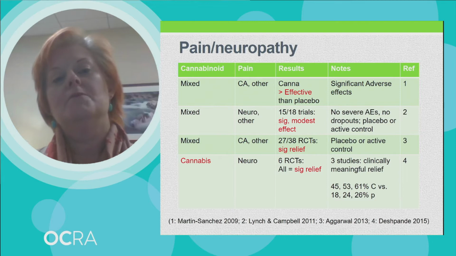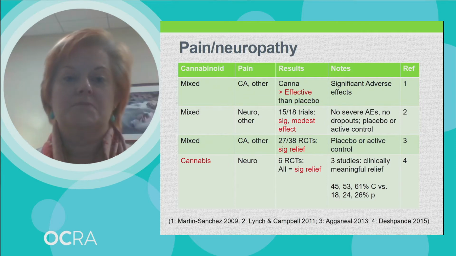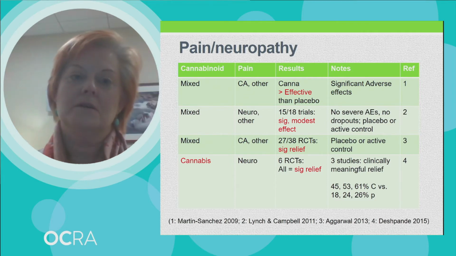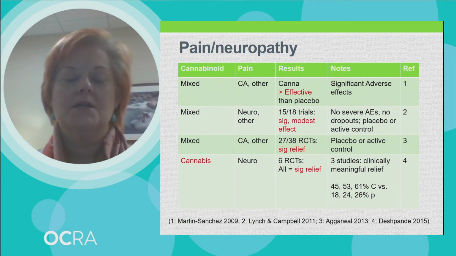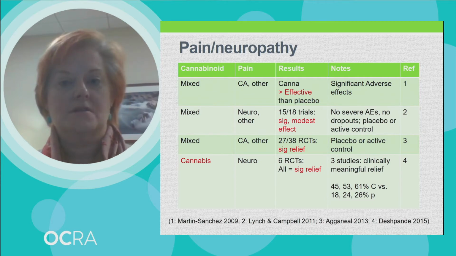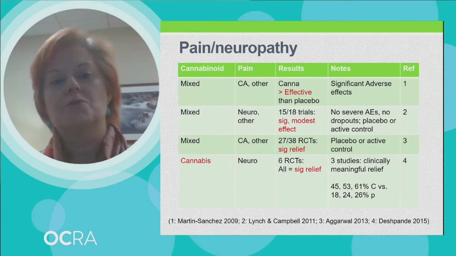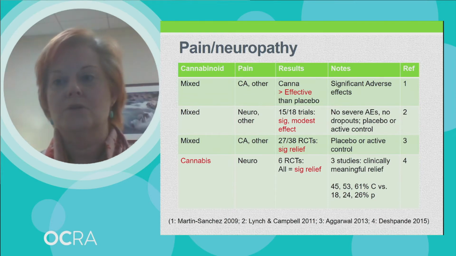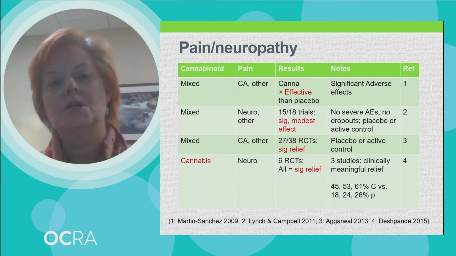So another really common reason that people like to use cannabis is to deal with pain or neuropathic pain. And so these are various systematic literature reviews, and what you see is that in each one of them, except for the last one, the cannabinoids were mixed. So they would be either dronabinol or nabilone, or possibly there would be a few studies included in the review that might be whole cannabis.